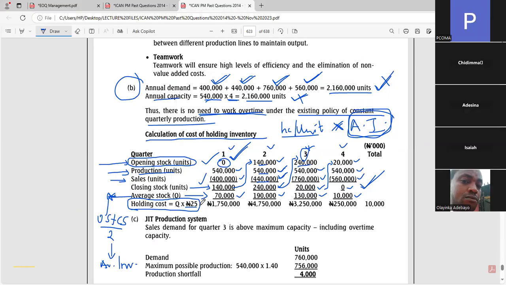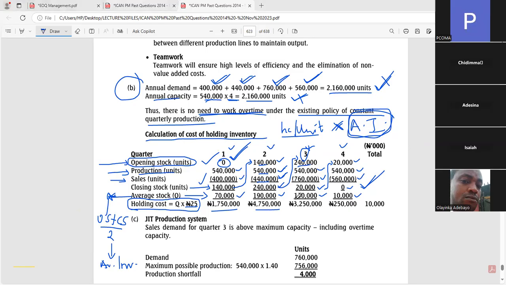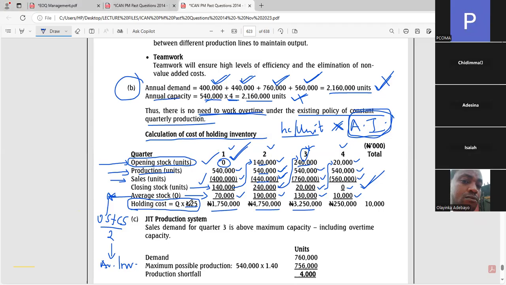25 naira times 70, you get 1,750. 25 naira times 190, you get 4,750. Confirm. 25 naira times 130, you get 3,250. Confirm. 25 naira times 10,000, you get 250,000. If you add everything together, you get 10 million. Any question?